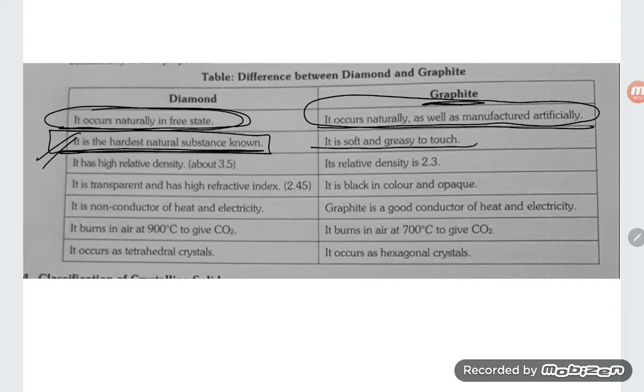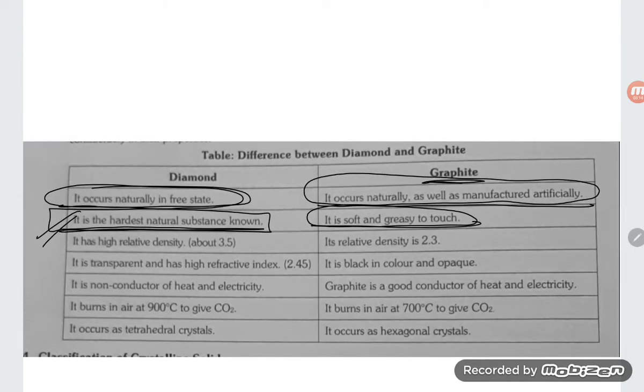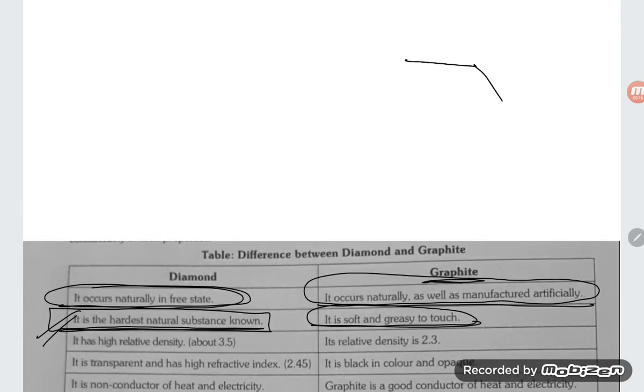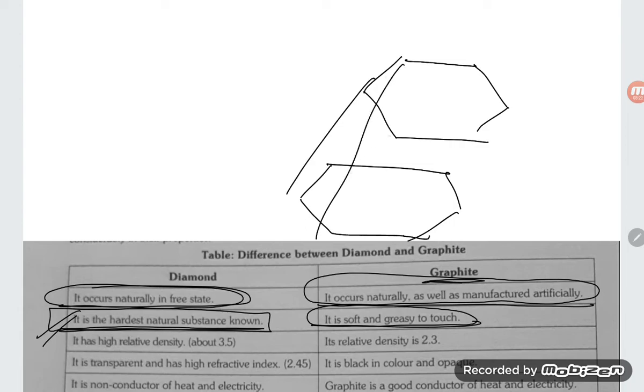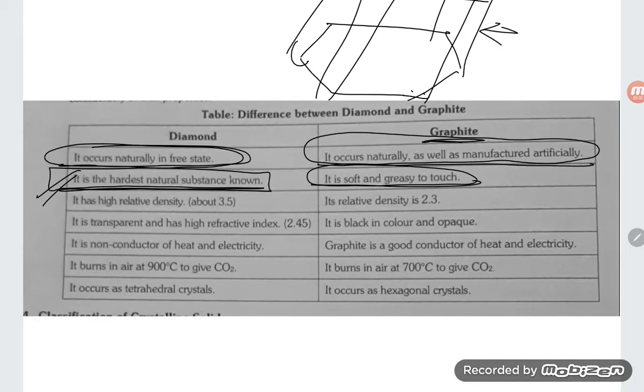Next, graphite is soft and greasy to touch, because graphite has a layered structure, students. Because of the layered structure, it is slippery. The layers can slide over each other, so that is why it is soft and greasy to touch.